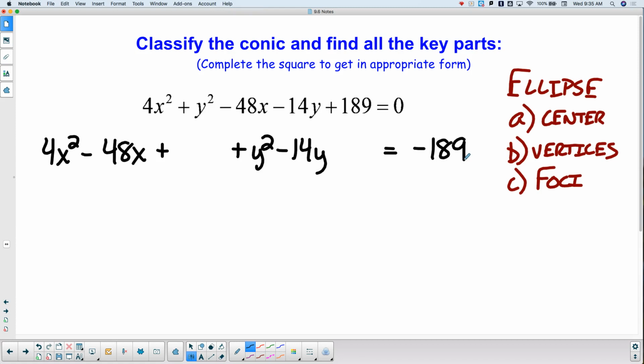So how many completing the squares do I have to do? 2. I got to do 2. Okay? 1 for x, 1 for y.